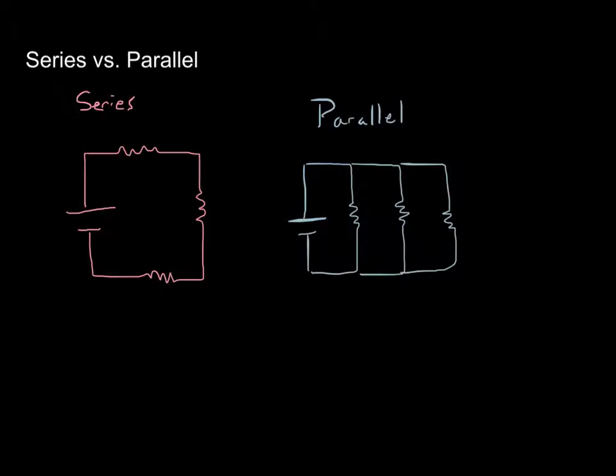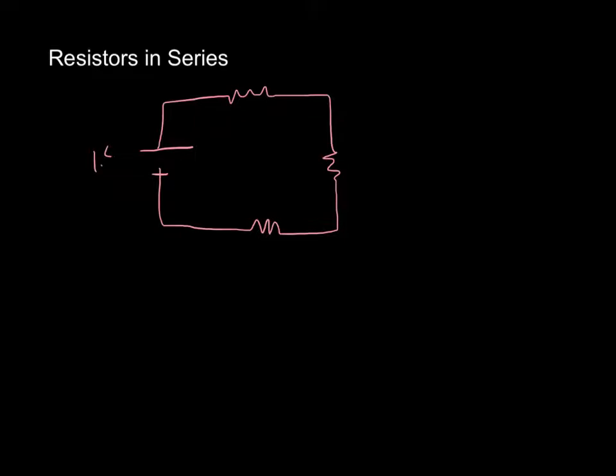So we have to be able to identify a series circuit versus a parallel circuit to see what the difference is in how those resistors are going to behave. So when we have resistors in series, let's go ahead and draw a simple circuit here and put some numbers to it. Let's say our battery here is a 1.5 volt battery, and maybe a 1 ohm resistor, a 2 ohm, and a 3 ohm, something along those lines.